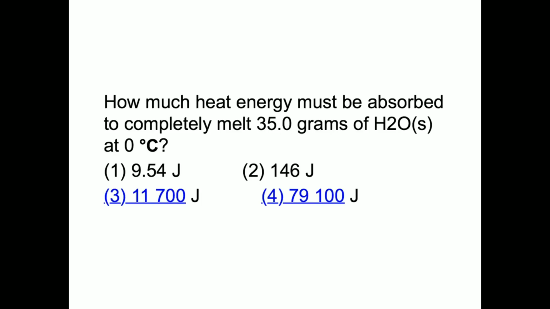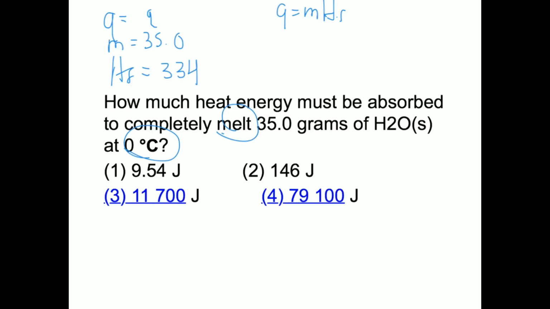Let's do this question together. Here we have the keyword melt. We also have 0 degrees Celsius. We have to remember that 0 degrees Celsius is a keyword here, and there is no temperature change. So as we set up our variable table, we see that we are looking for Q. We are given a mass of 35 grams, and recall that the heat of fusion of water is found on reference table B.